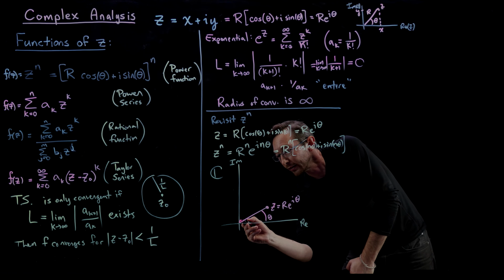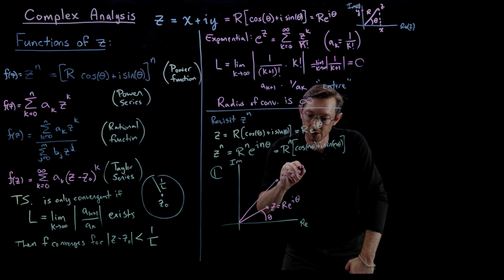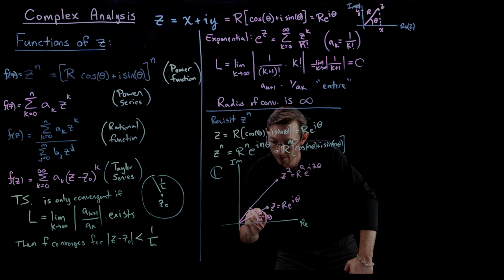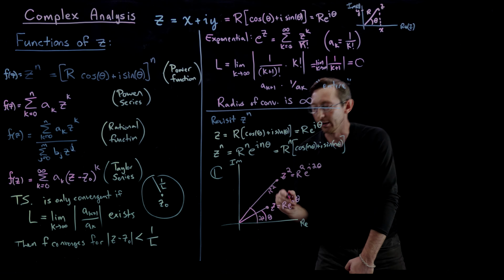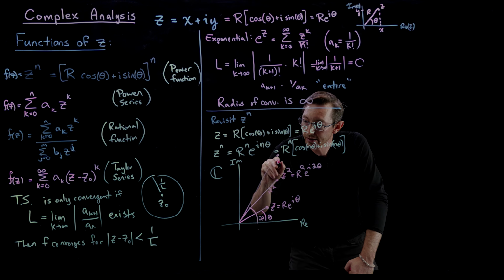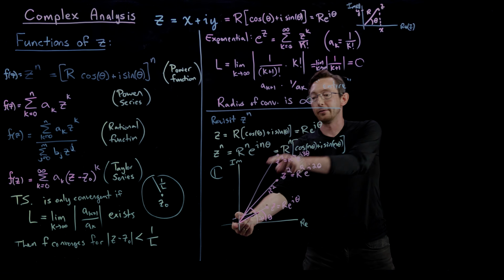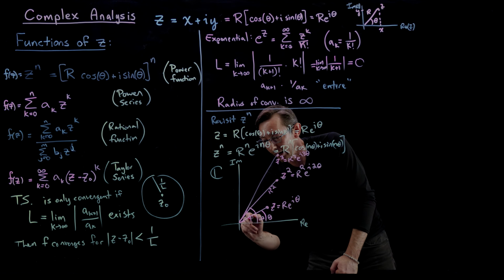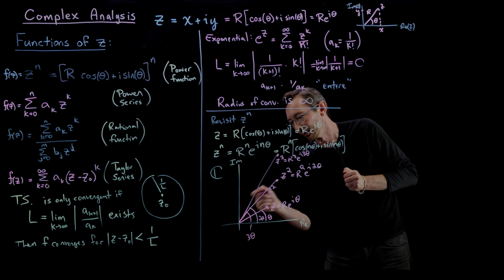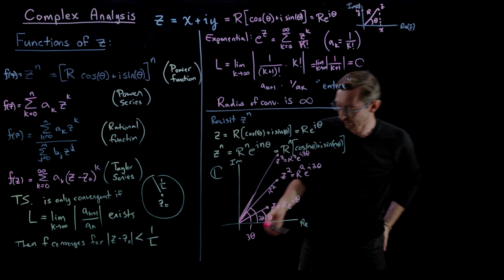So z squared, let's see if I can actually draw this. z squared is going to equal r squared e to the i 2 theta. So this is 2 theta, and this is r squared. And similarly, z cubed is going to be r cubed e to the i 3 theta. So this has r cubed as the radius, and the angle is going to be 3 theta. You're seeing that I'm having a hard time drawing this angle perfectly, but you can take my word for it, that's what you would get.